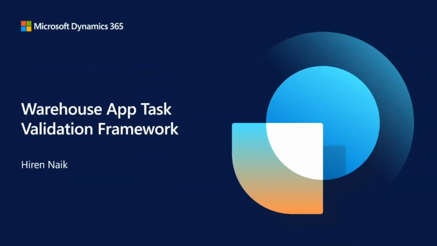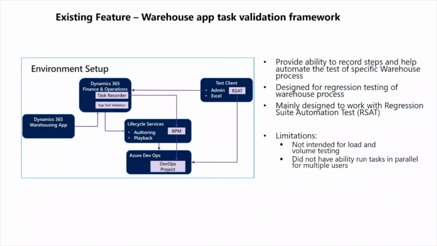Let us review the Warehouse App Task Validation Framework. As many of you are aware, it has been in the system for more than 2 years now. This framework provides the capability to record steps of a warehouse process such as sales picking or purchase receiving, and once the warehouse process is recorded, it can be executed as part of the Regression Suite Automation Tool. This saves a lot of time and effort in regression testing and helps automate the testing effort. This framework and process was mainly designed to support RSAT.